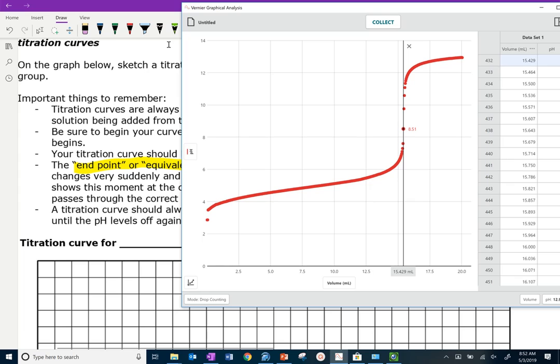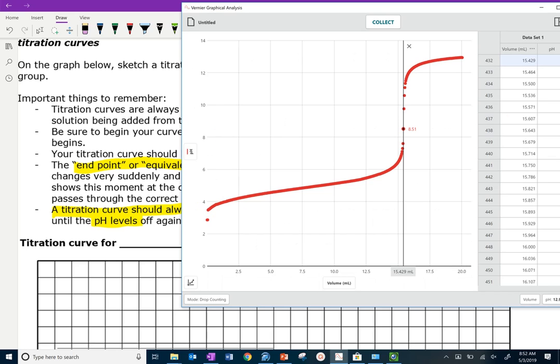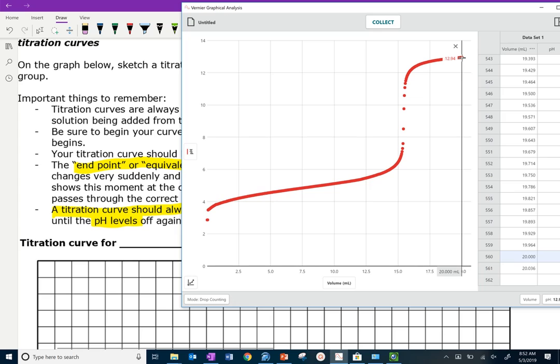And then at the end, you should always try to let it go. Notice that I let it drip for quite a while past the color change because we want to have some of the titration curve leveling off. So we had it continue for a while. The pH levels off again. And it leveled off. The last data that I collected up here sits around 13, so a pH of about 13.